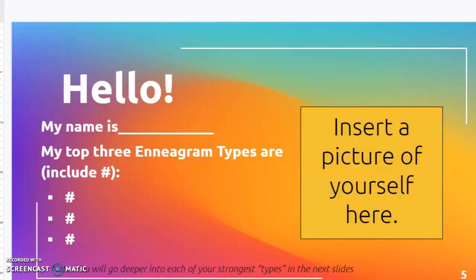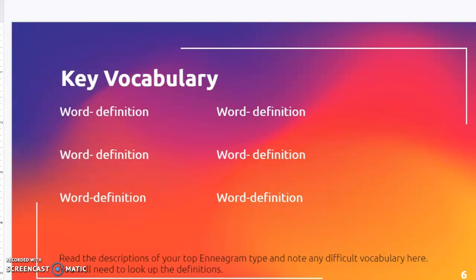It will help you. You're going to put, hello, my name is blank. My top 3 Enneagrams include, and these are the numbers. Remember, it's 1 to 9, or 9 to 1. You can put a picture of yourself, okay? And then what is the key vocabulary that is described when it comes to these different types? You should have at least 2 words that describe you for each type.